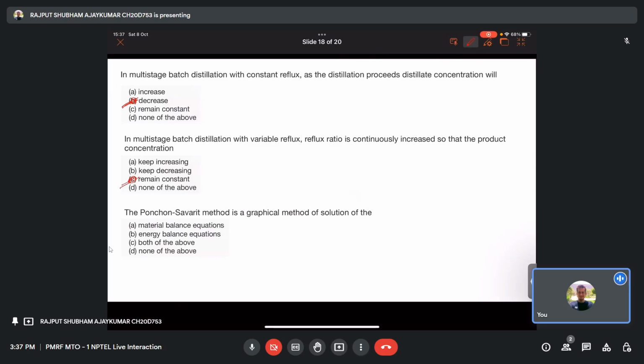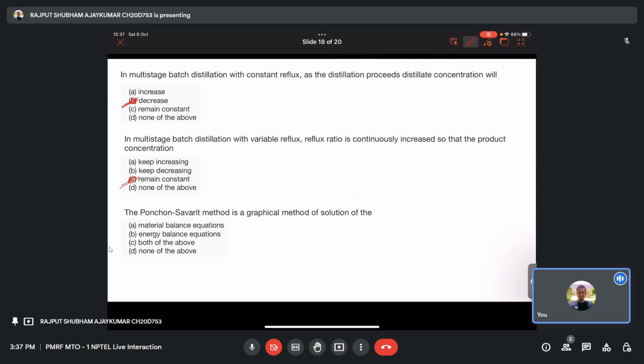With the passage of time, say at T equal to T2, the reflux ratio will be R2. We have increased from R1 to R2 because we have to keep the concentration of the distillate constant. Why? Because you want a constant purity product at one particular concentration. That's why in variable reflux, the reflux ratio should be increased in order to keep the concentration constant.